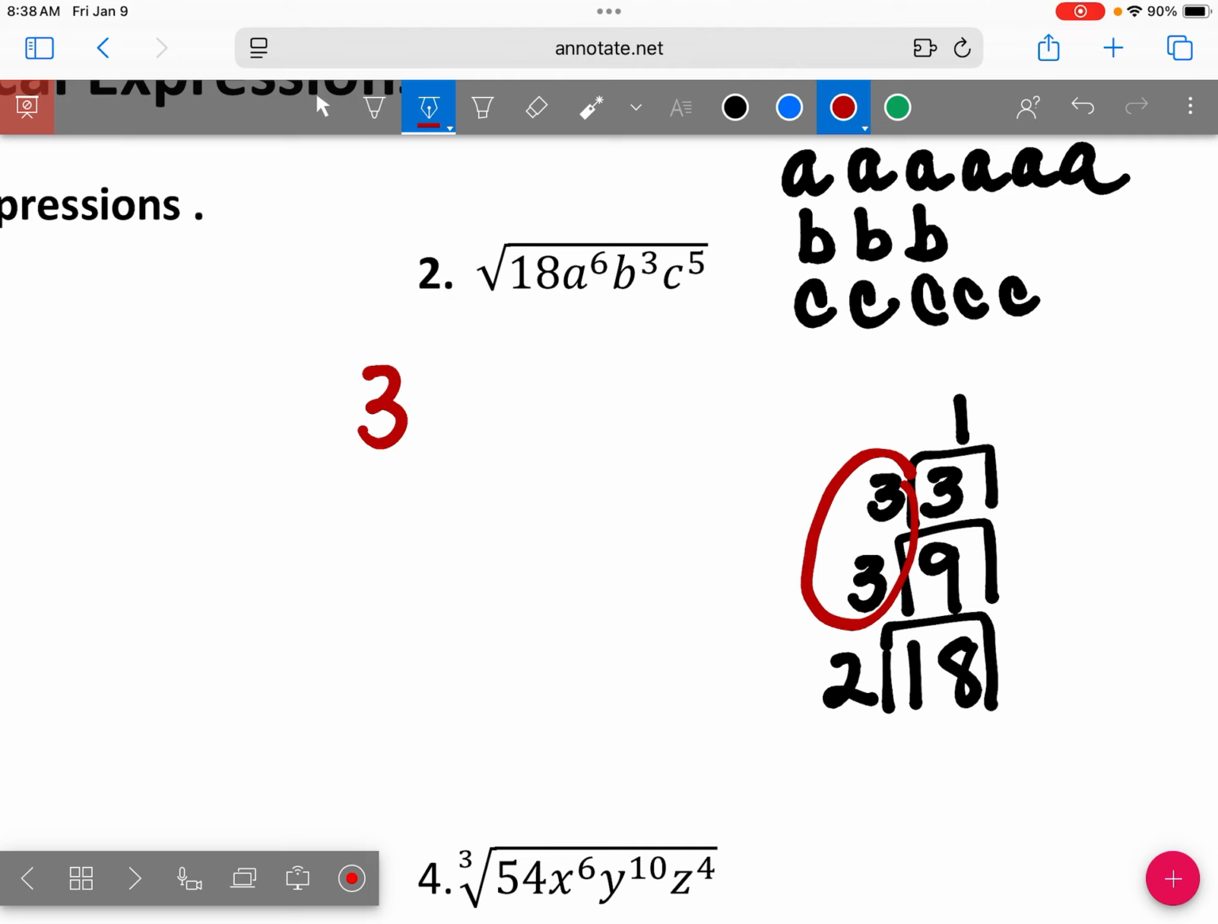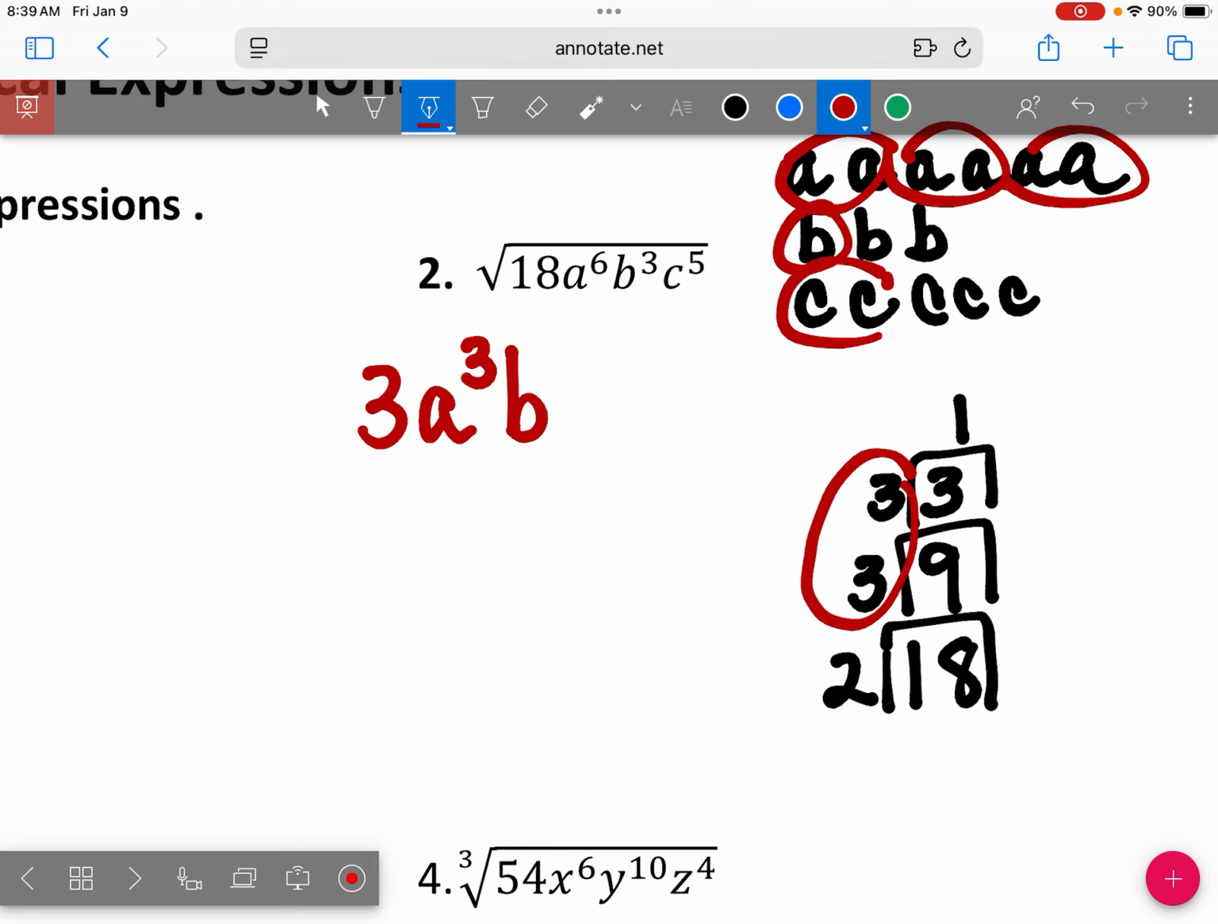Apples. Show me with your fingers how many pairs did you make with the apples? 3. Show me with your fingers. What about the bananas? How many pairs? Okay. And lastly, with the carrots, how many pairs? Okay. I feel like y'all getting it, though.